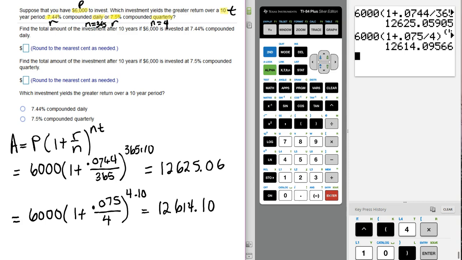So which one is a better investment? That's going to be whichever one gives you more money, and that is the first one, which is 7.44% compounded daily.